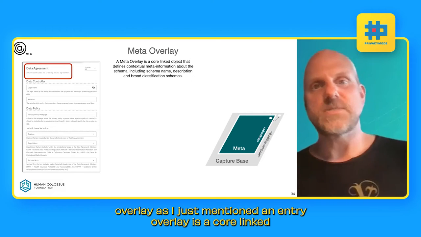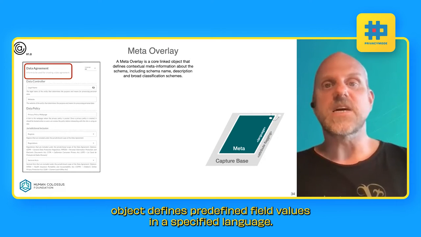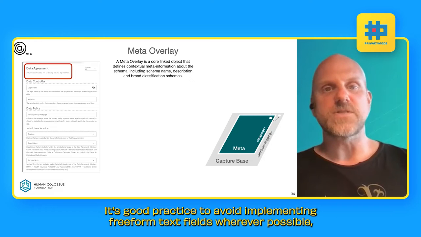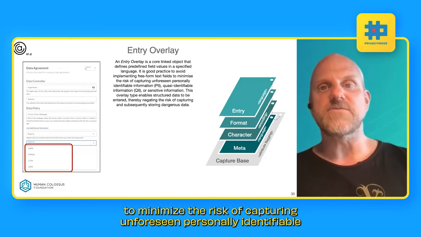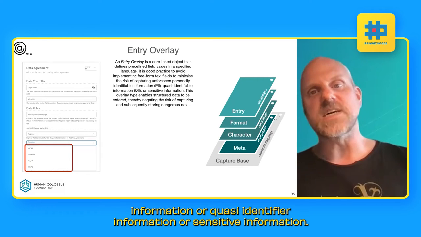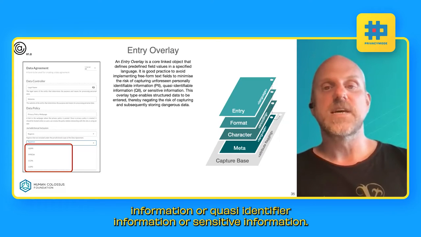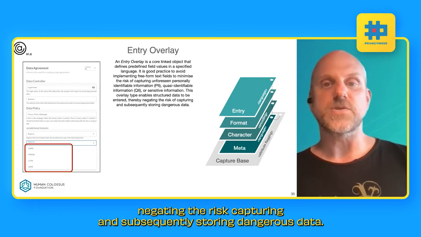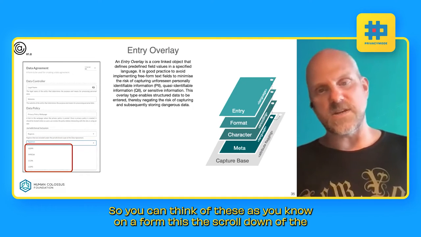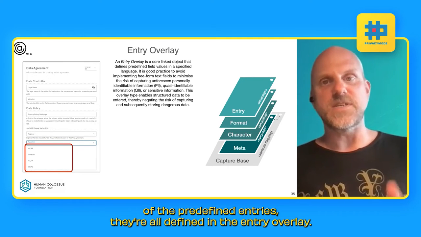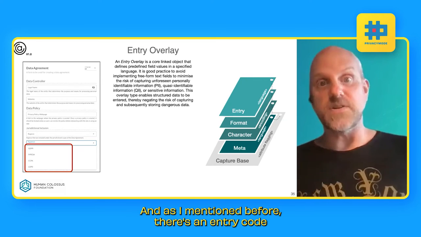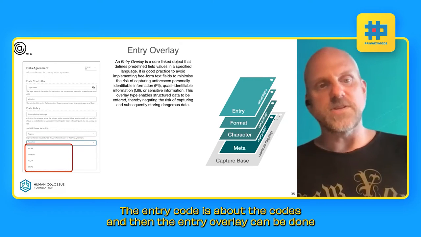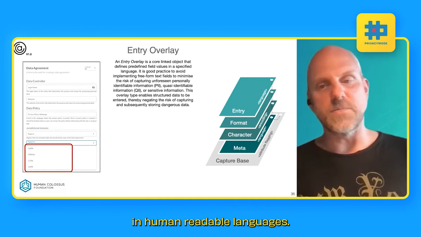An entry overlay, as I just mentioned, is a linked object that defines predefined field values in a specified language. It's good practice to avoid implementing freeform text fields wherever possible to minimize the risk of capturing unforeseen personally identifiable information or quasi-identifiable information or sensitive information. This overlay type enables structured data to be entered, thereby negating the risk of capturing and subsequently storing dangerous data. So you can think of these as, on a form, the scroll down of the predefined entries; they're all defined in the entry overlay. And as I mentioned before, there's an entry code overlay underpinning this overlay as well. So they work in tandem. The entry code is about the codes, and then the entry overlay can be done in human readable languages.